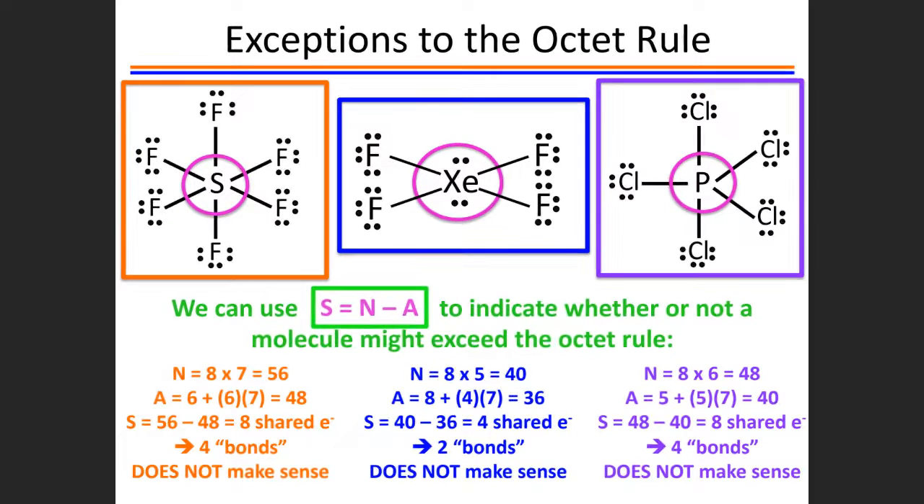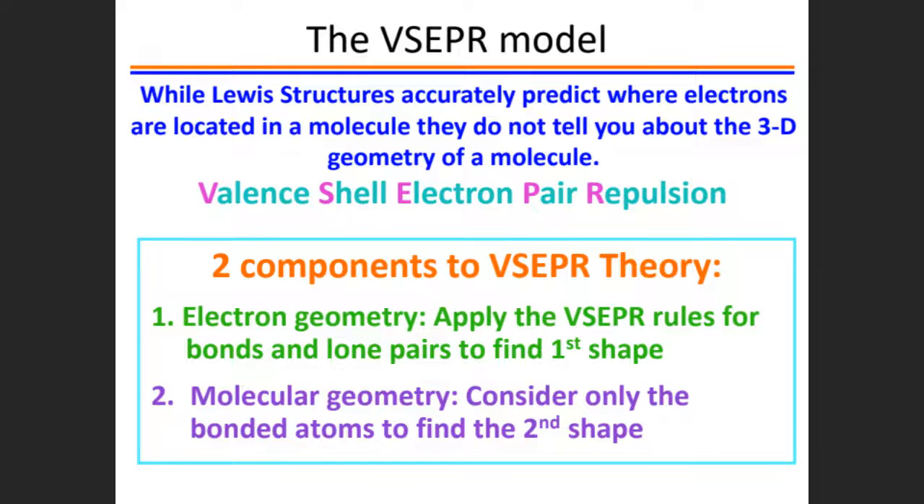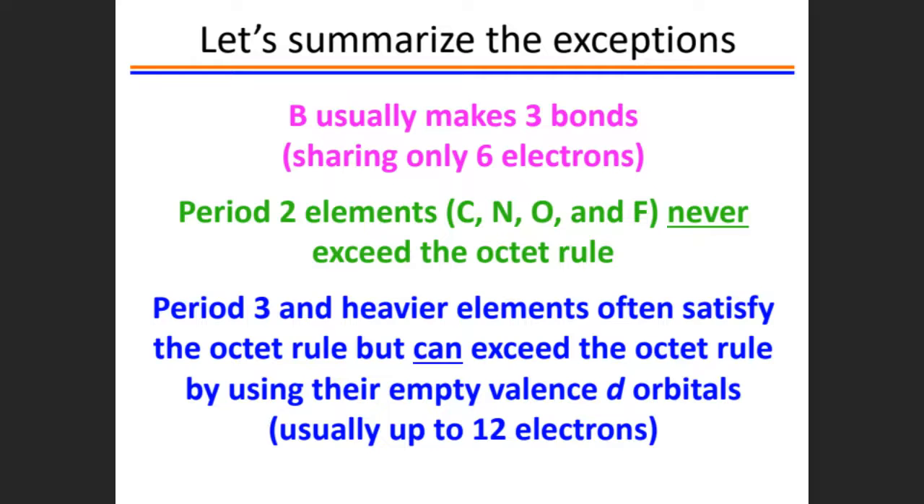So what are the things that we have to summarize? The exceptions. We usually make 3 bonds. Okay, so we don't have any option except to remember those exceptions. And which are the exceptions? Period 2 elements never exceed the octet rule. B usually makes 3 bonds.